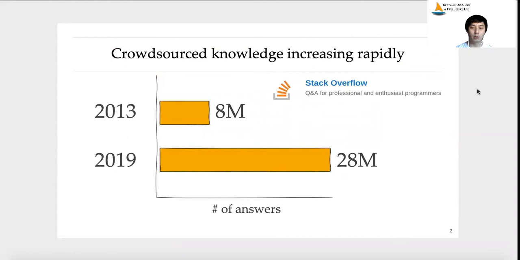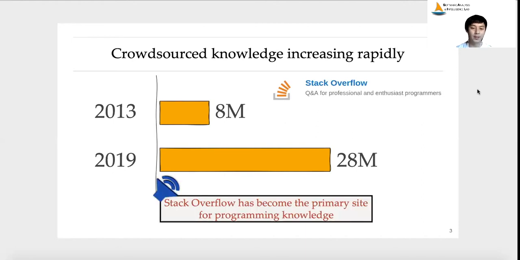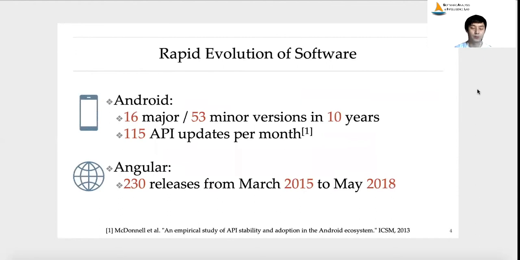Stack Overflow is a question answering website for programming knowledge. The crowdsourced knowledge on Stack Overflow has increased rapidly over the years. For example, from 2013 to 2019, the number of answers has more than tripled. Stack Overflow has become the primary site for programming knowledge.